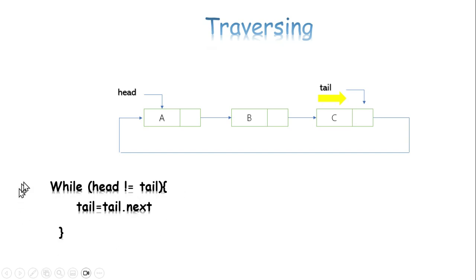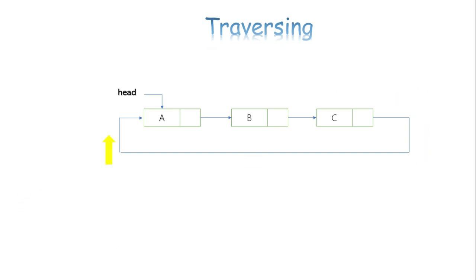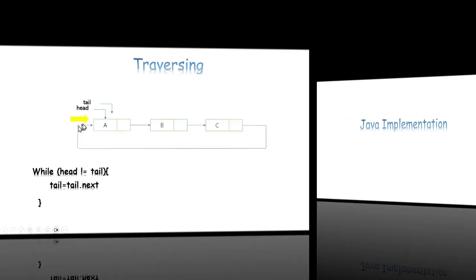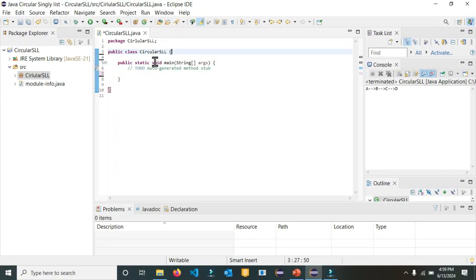By giving this instruction, our visualization will look like this. Once it has reached the head, this condition is fulfilled. Then the traversing process stops here. Let's see the Java implementation. Here, I created a class with the name circular singleton list.